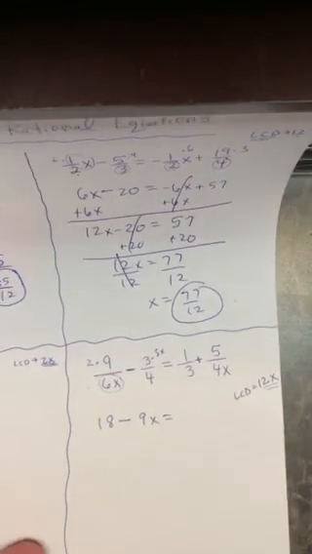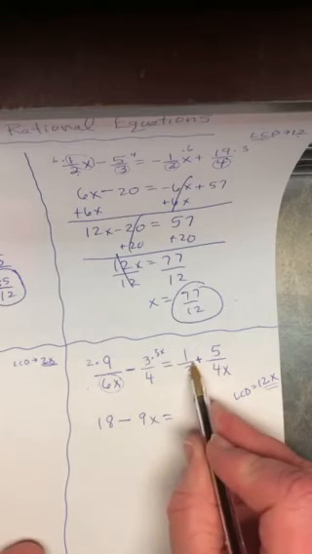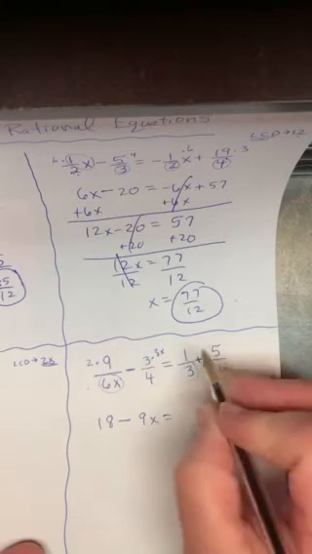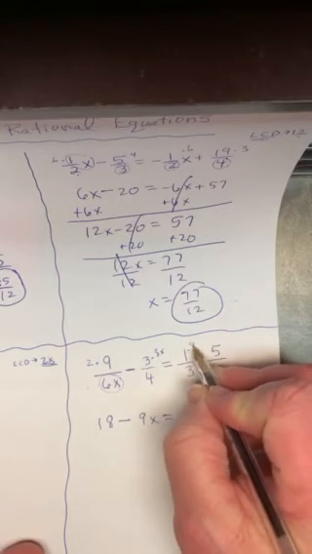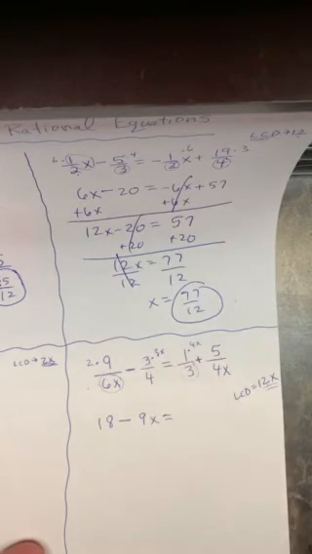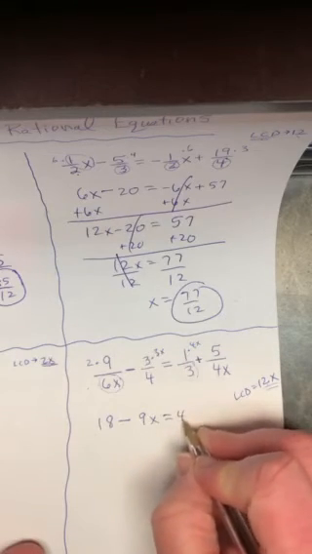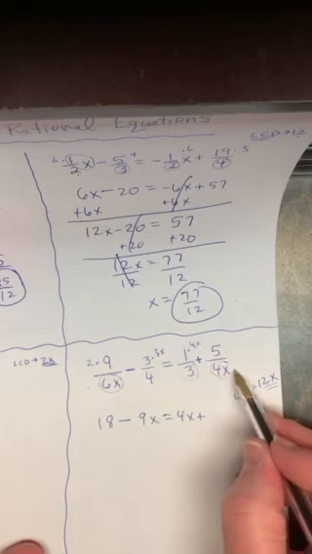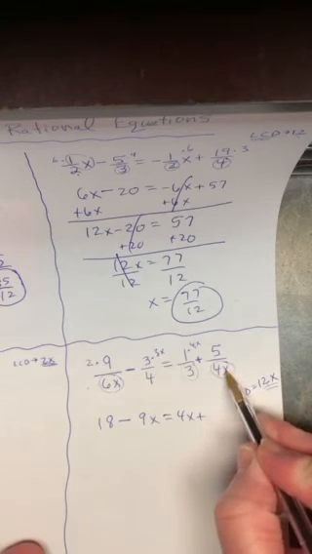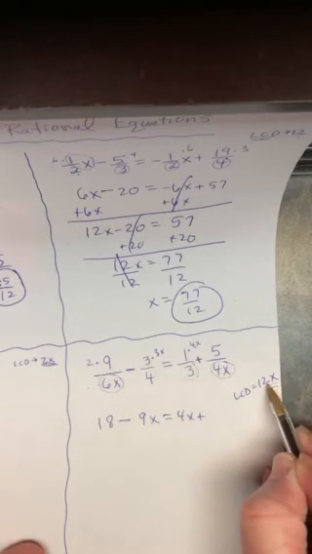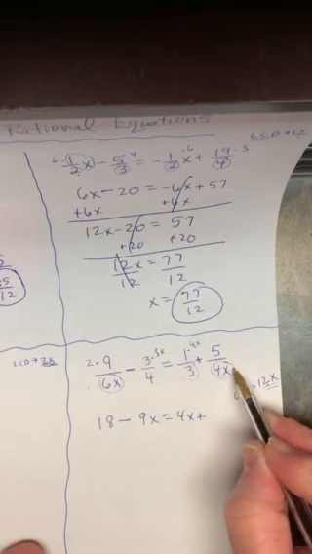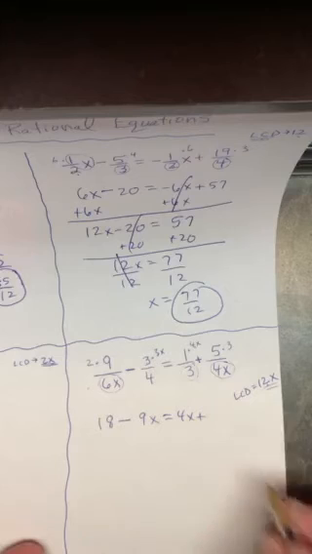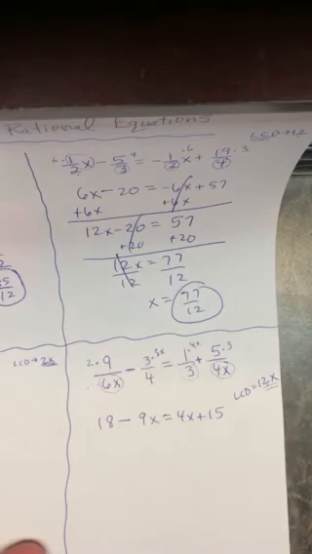On the other side, if this is a 3, and I'm trying to turn it into a 12x, I'd have to multiply it by what? 4x, agreed? 1 times 4x is 4x. Plus finally, this has already got a 4 and an x. I want to turn it into a 12x. So do we agree I'd have to multiply it by just 3? So timesing the top number by 3, I get 15.